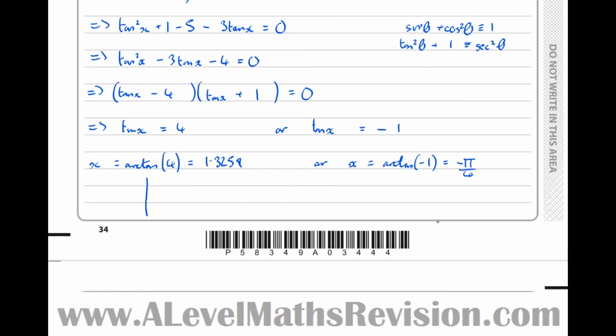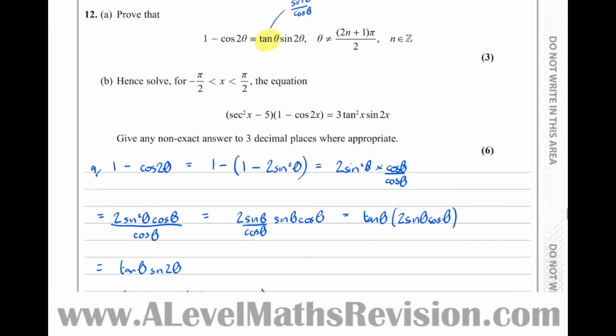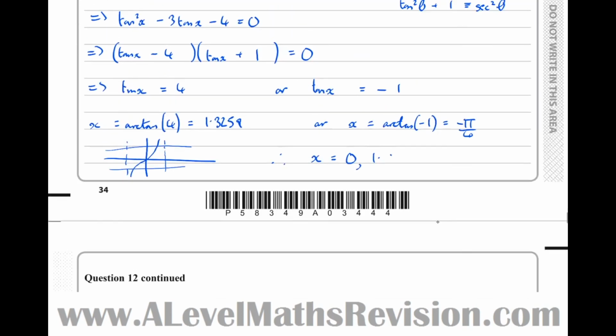So, just quickly drawing a diagram, nice rough diagram there. So it was between minus pi over 2 and pi over 2 were the limits. So tan looks like that for those, roughly. So we've got 1.3258, which wouldn't give rise to any corresponding angle. And we've got minus pi over 4, which again only cuts once. Therefore, the angles we worked out so far overall were x equals 0, 1 point, and let's have a look at whether it wanted a certain number of decimal places. 3 decimal places where appropriate.